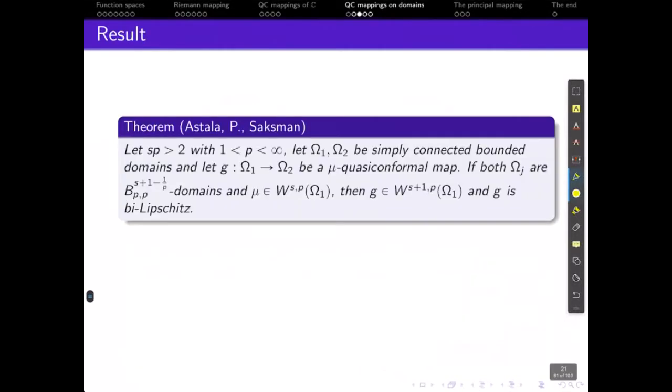Okay, it's crucial. So now our result on this is in the same work with Clop and Orobitg. Again, in the supercritical range, p between 1 and infinity, simply connected bounded domains. g is mapping omega 1 to omega 2. It's a mu quasiconformal mapping. Now, if both domains are Besov domains and the Beltrami coefficient is Sobolev, then the mu quasiconformal mapping is in Sobolev s plus 1. Okay, and it's bi-Lipschitz, moreover.